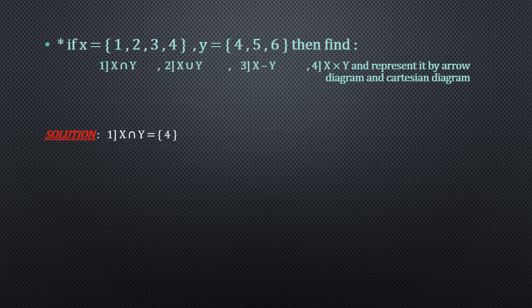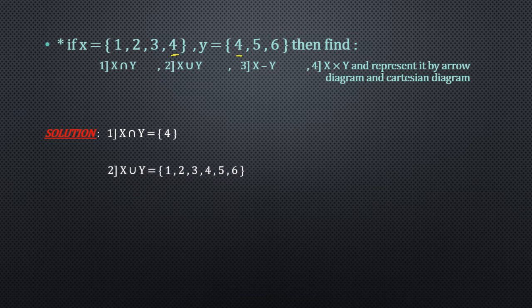The solution: to find x intersect y, it means find the common elements between the two sets. The common element between the two sets is 4. We put the 4 between braces.